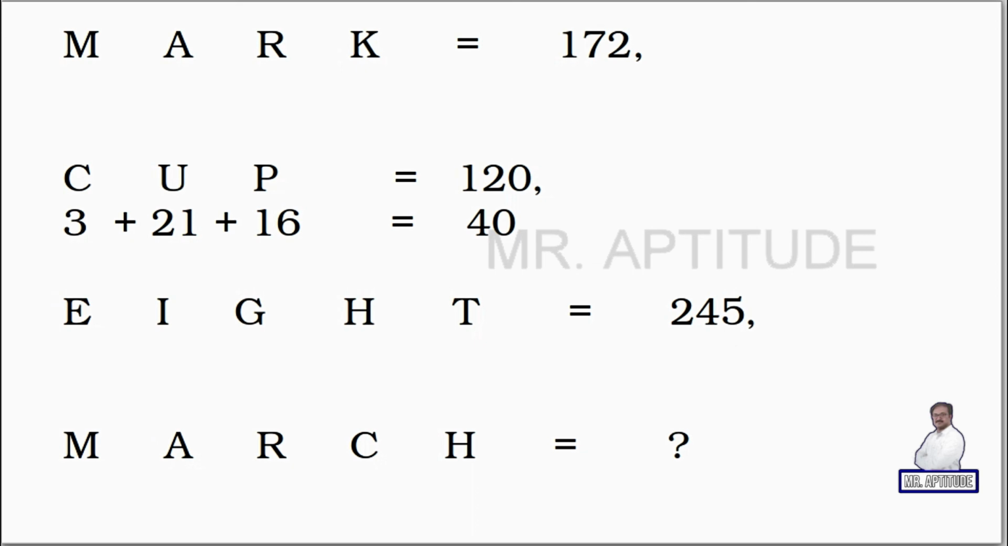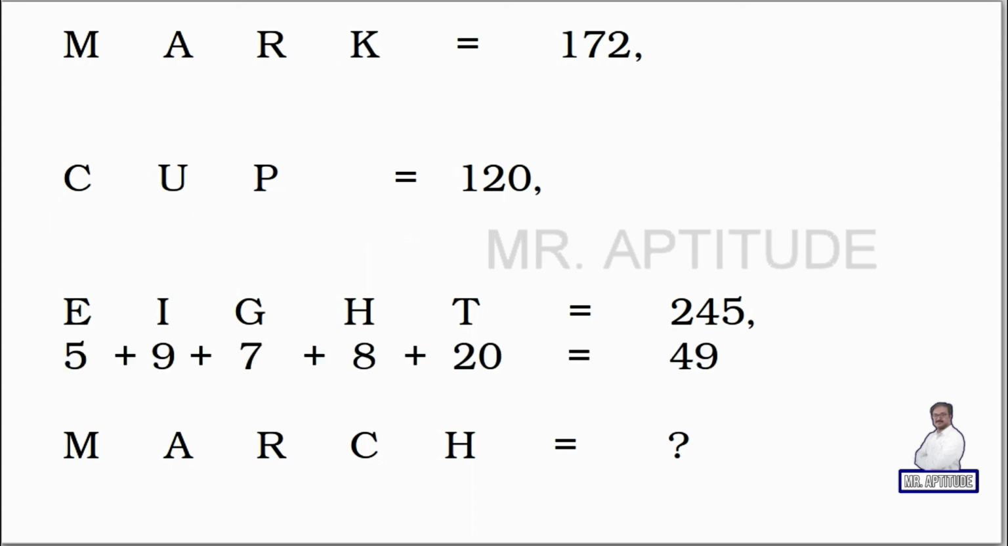Sum of the place values of the given word is 40. 40 3 times is 120. If you look at the next word, sum of the place values is 49. Number of letters present in the word is 5. 49 5 times 245.